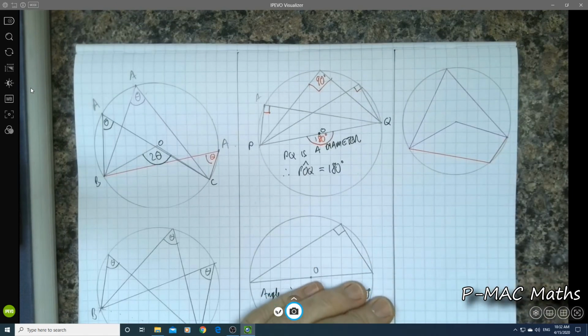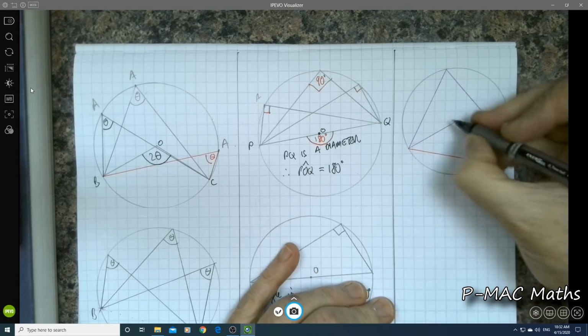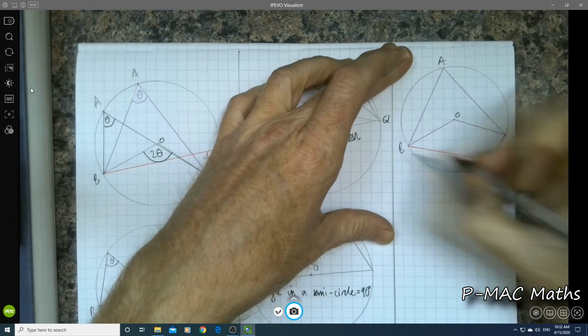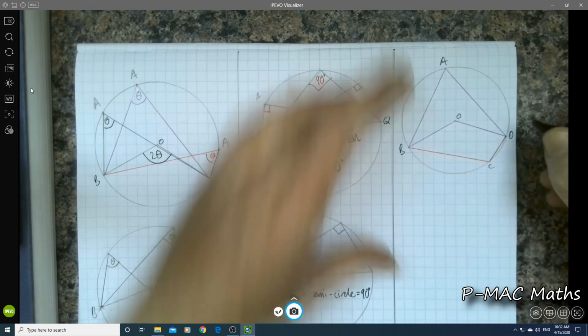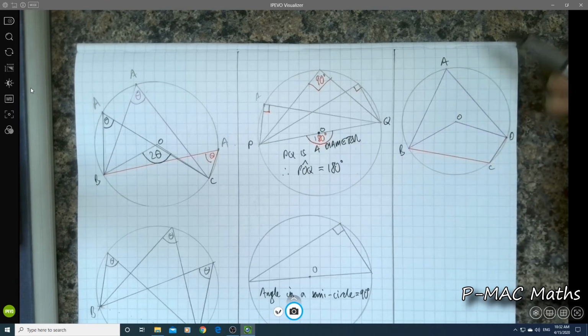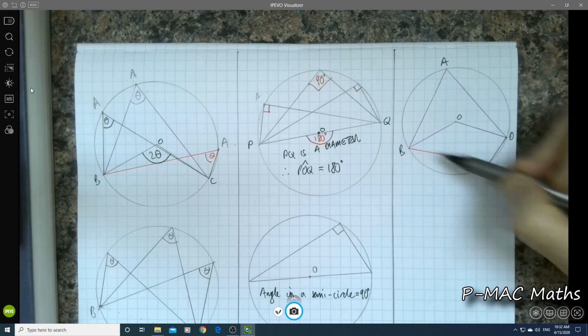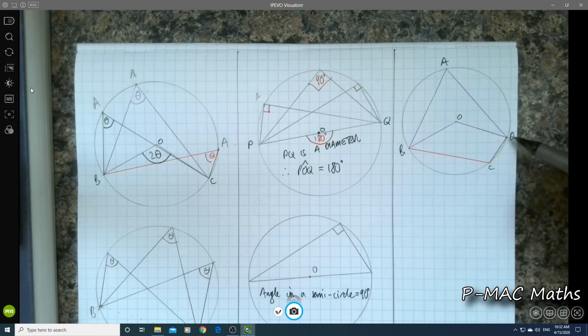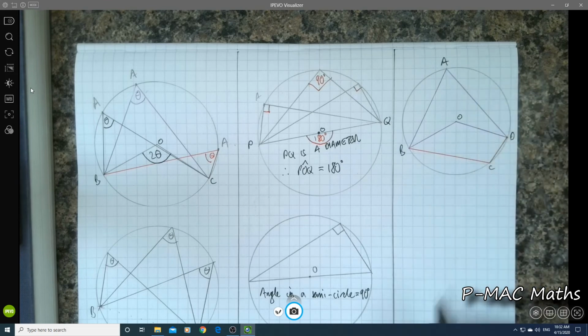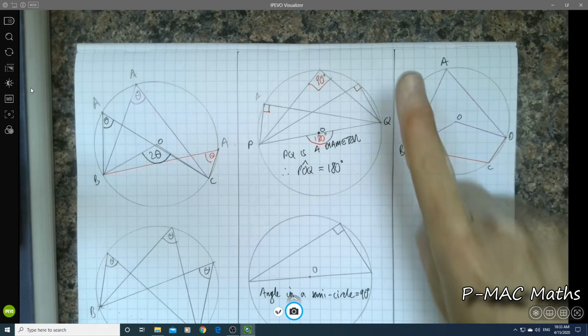So, you've got to be a bit clever about how you view this diagram. So what we've got here is A, B, C, D. And the shape ABCD is what's known as a cyclic quadrilateral. That's because it's got four straight sides and all the points on the quadrilateral lie on the circumference of this circle. So first of all, I want you to view the diagram this way.